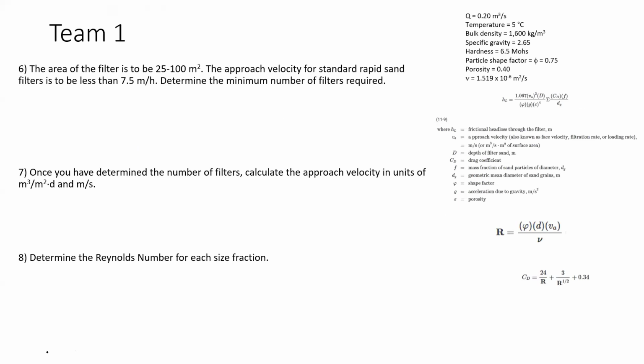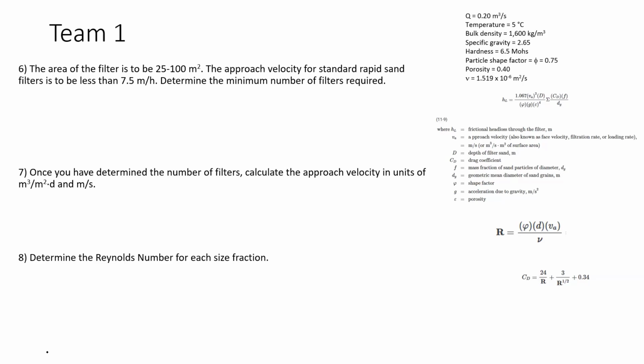So you were told that the area of the filter is to be 25 to 100 square meters, and that is the typical size for these filters. And you're told that the approach velocity for the standard rapid filter is to be less than a certain value. There's always an even number of filters and filter beds.